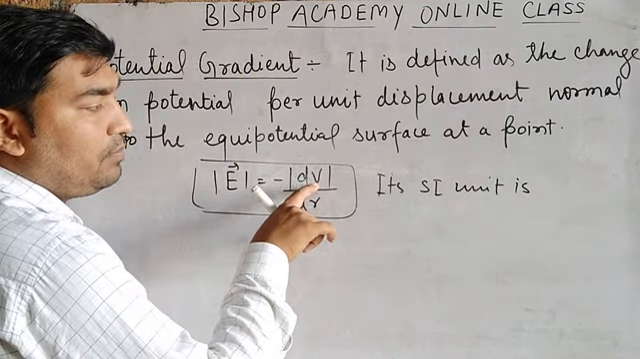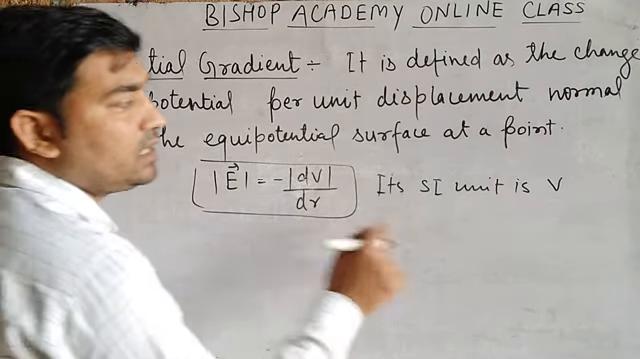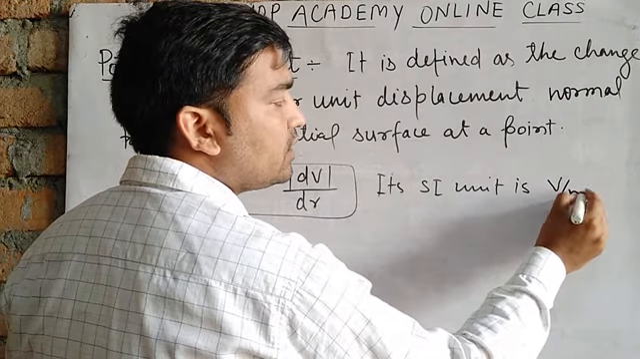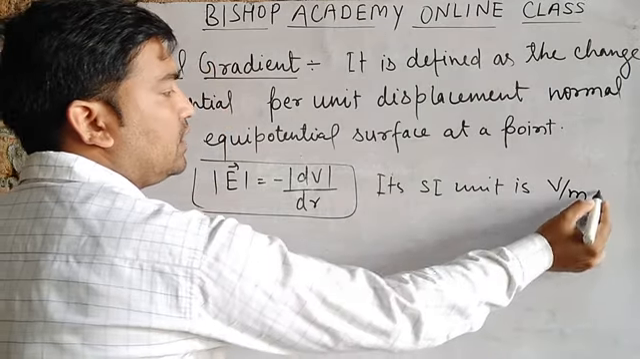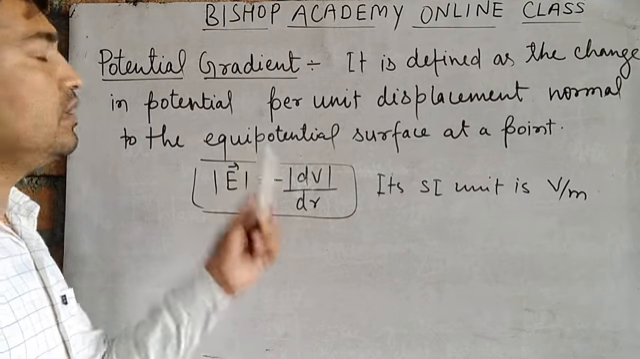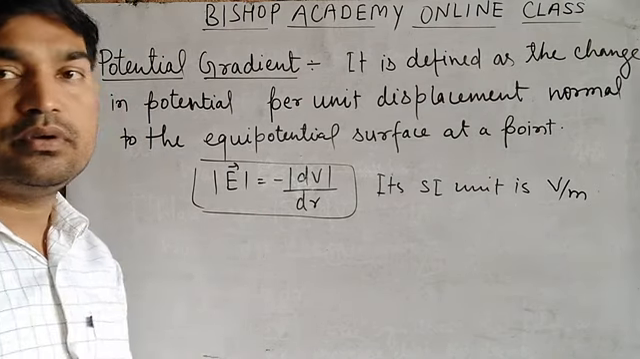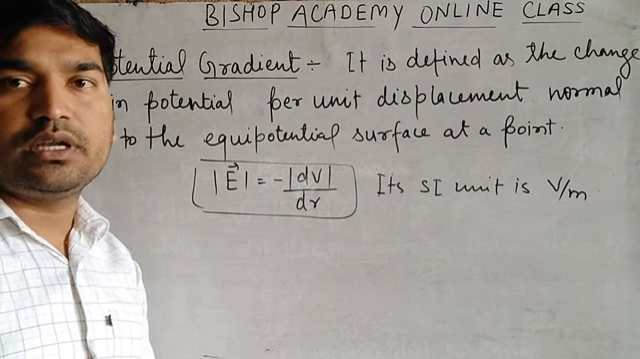the unit of potential is volt and the unit of displacement is meter, then it is volt per meter. Its SI unit is volt per meter. This is another important physical quantity defined on the basis of the relation between potential and electric field.